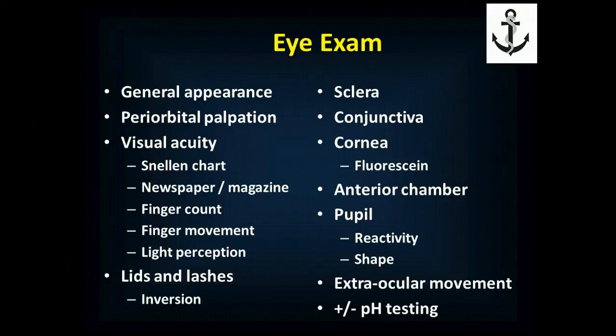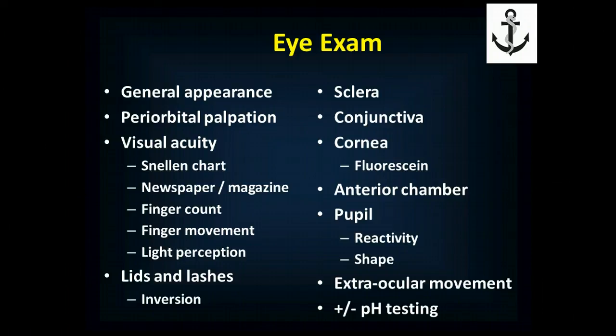When you do your eye exam, you look generally at the face and around the eyes and look at the general appearance. Do the eyes look normal to you? We see a lot of eyes every day, and so how do these eyes look compared to others? Palpate around the eye. Touch the edge of the bony orbit. Touch the skin around the eye. Feel for warmth, tenderness, crepitus, other abnormalities.